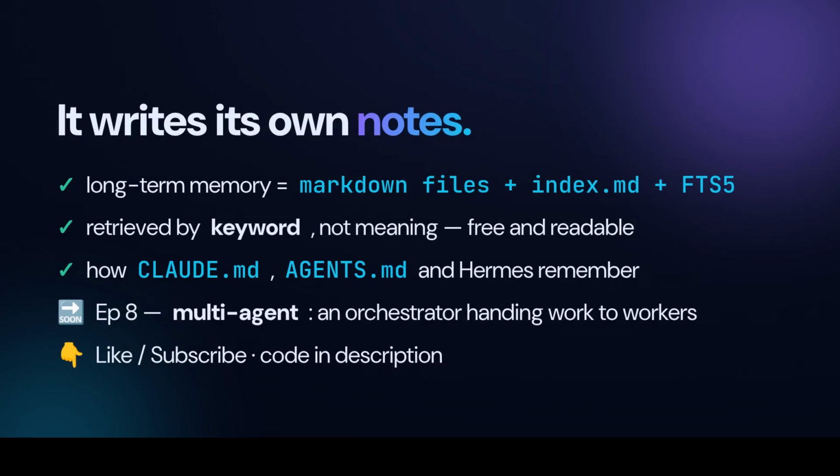So that's the other school of memory. Markdown files plus an index, retrieved by keyword instead of meaning, cheap, readable, and written by the agent in a format you can edit yourself. It's how Claude.md, the agents.md standard, and Hermes remember. Vectors find what the meaning shares, text finds what the words share, and serious agents often run both.